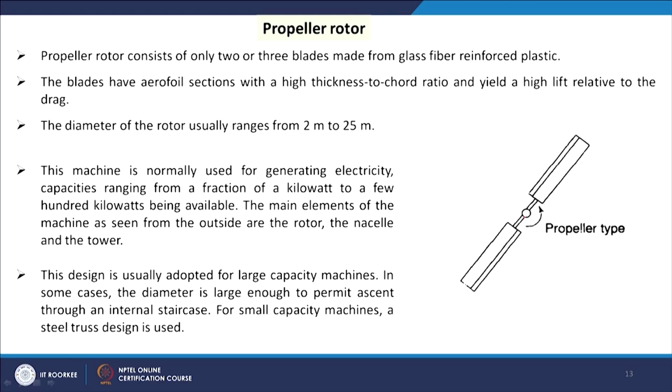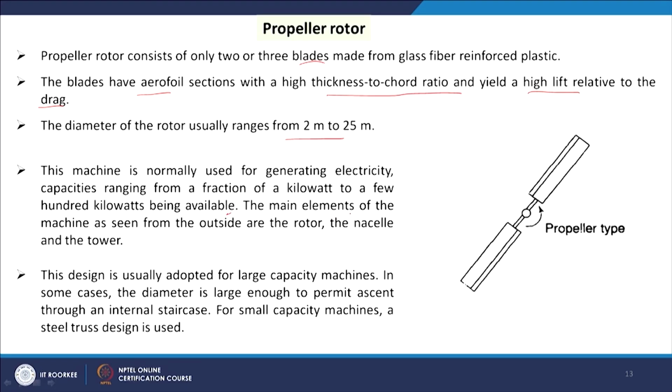So, in this case we get 2 or 1 or 3 blades made from glass fiber reinforced plastic, and the blades have aerofoil sections with a high thickness to chord ratio and yield a high lift relative to the drag. So, it gives high lift and gives more RPM, and the diameter of the rotor usually ranges from 2 meter to 25 meter. The machine is normally used for generating electricity, with capacities ranging from a fraction of a kilowatt to a few hundred kilowatts being available.